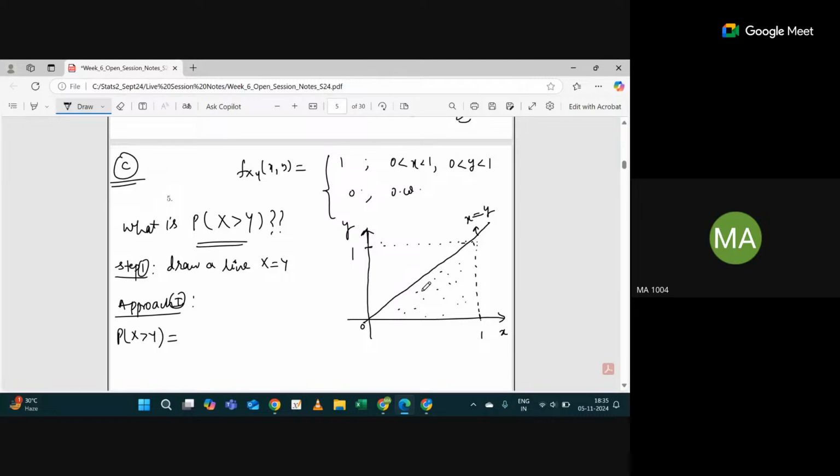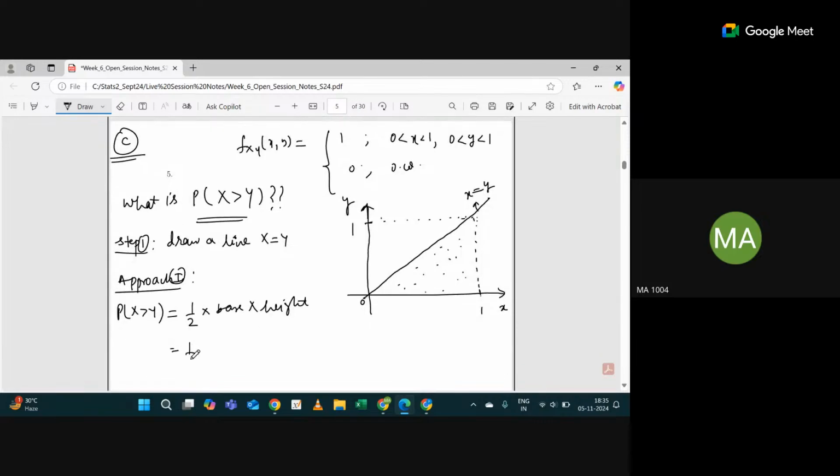If you focus clearly, this is a triangle, right? And what is the area of a triangle? Half into base into height, right? So half, what is the base? It is 1. What is the height? Again 1. Base is this 0 to 1, height is again this part, which is also 1. You can see my pencil sign, I'm talking about this part. So probability is half. Correct? This part is okay, right?